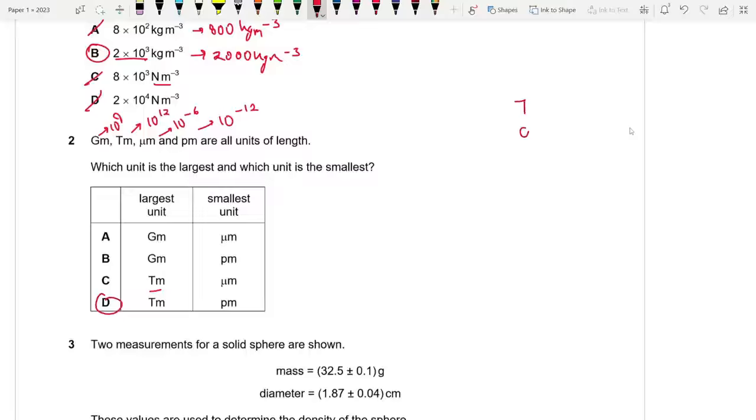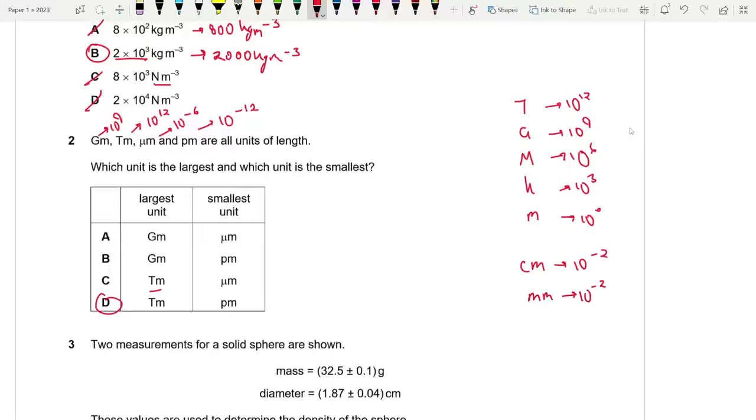It goes like this: tera, giga, mega, kilo. Then, for example, we have meter. This is 10 to the power 12, 10 to the power 9, 10 to the power 6, 10 to the power 3. This is 10 to the power 0. Then we have centimeter, which is 10 to the power minus 2. Millimeter is 10 to the power minus 3. We have micrometer, which is 10 to the power minus 6. Nanometer, which is 10 to the power minus 9. And picometer, which is 10 to the power minus 12, right? And we also have dm cube.